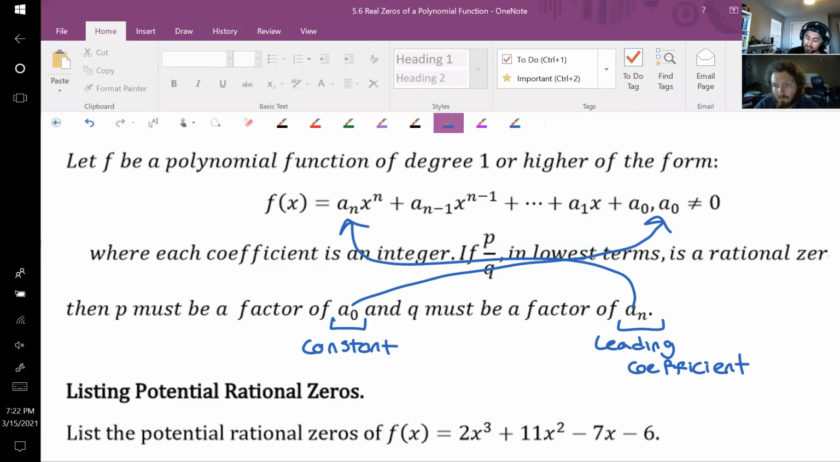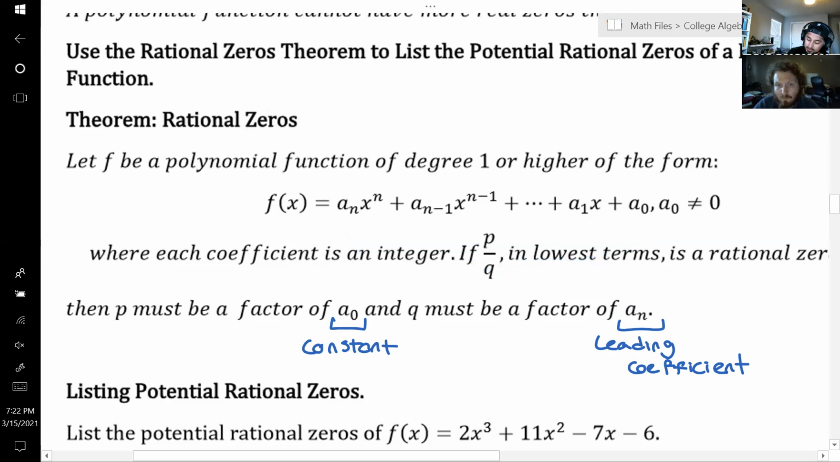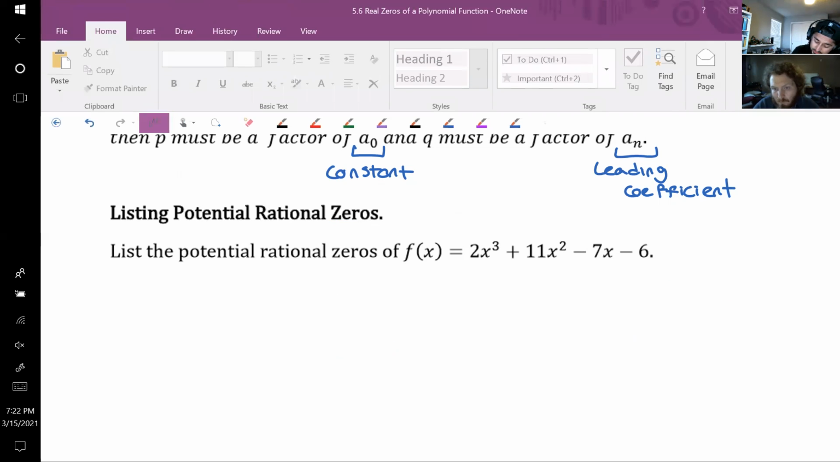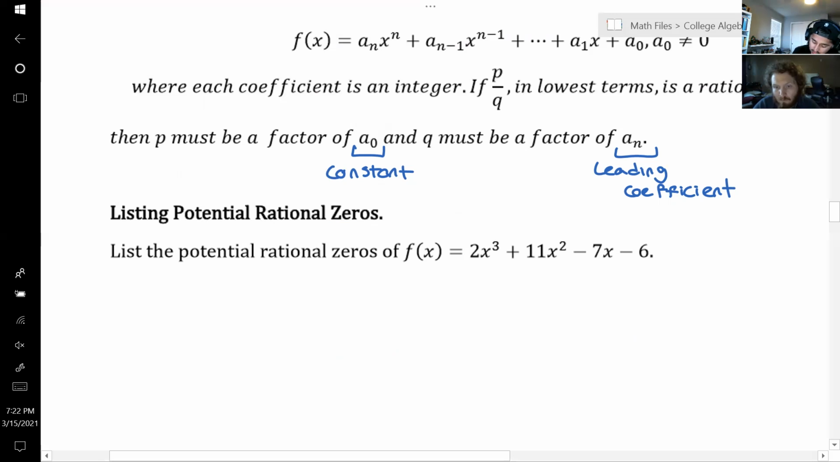All right, it's a good time. So let's try it out. List the potential rational zeros of the given function. f of x equals 2x cubed plus 11x squared minus 7x minus 6. Okay, so let's go ahead and start by labeling P. What is my constant in this given polynomial?